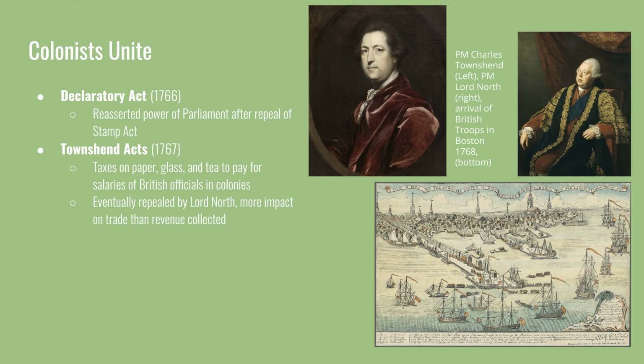So in 1767, they passed more of these taxes on paper, glass, and tea, and they were meant to pay for the salaries of the British officials in the colonies. The main reason for this was that they wanted to make colonial legislatures less powerful over the salaries of these officials and give them more independence. Thus, the colonies would have less power or less control over their own affairs.